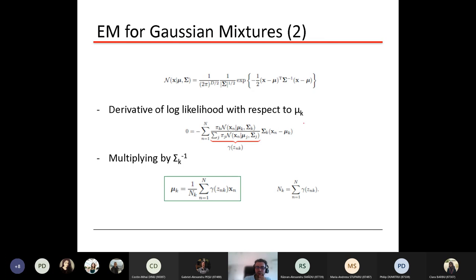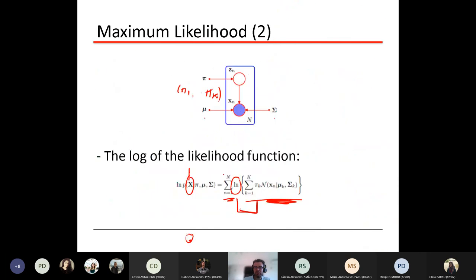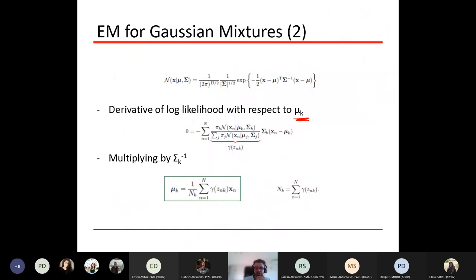And when we compute the derivative with respect to mu k, it's more complex to compute the derivative now with respect to each parameter, to mu k, sigma k, and pk, but we can still do it. Because we have the logarithm, we need to differentiate the logarithm as well, and this is what we have done. The derivative of the logarithm is 1 over the function inside the logarithm.